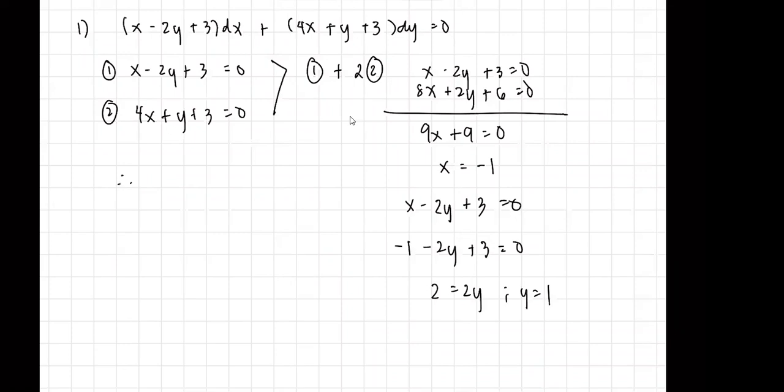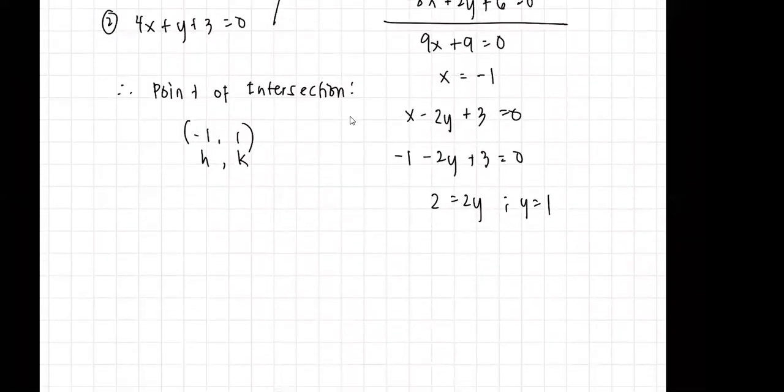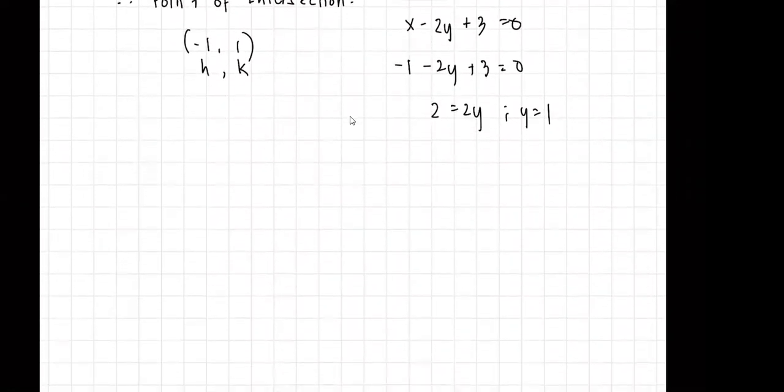So therefore, ang point of intersection natin is negative 1 and 1, which is ito yung h natin, ito yung k natin. Okay, so yan yung first step natin, no? Pagkuha ng point of intersection. Second is, kunin natin yung isa-substitute nating transformation variables para kay x and y. Okay?